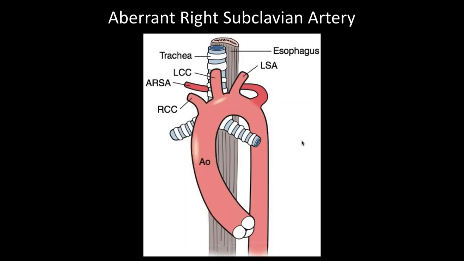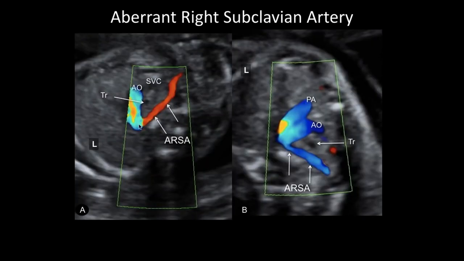Finally, I'm going to talk briefly about the aberrant right subclavian artery, because this is diagnosed at the level of the three-vessel trachea view. The aberrant right subclavian artery is a vessel that comes from the aorta, curves behind the trachea and the esophagus to the right side, to the right upper extremity. To see it, you need to reduce your velocity scale substantially because we're looking at low velocity flow. And you would see that vessel coursing behind the trachea to the opposite extremity, as you see right here.